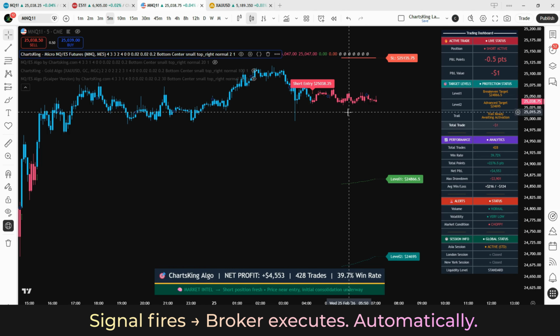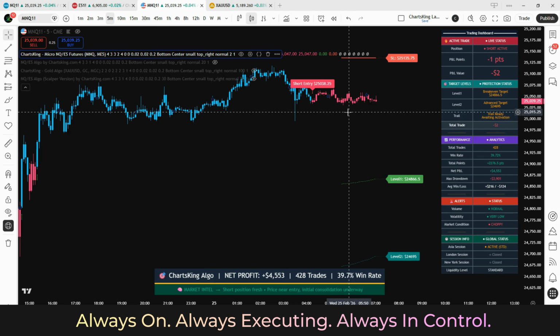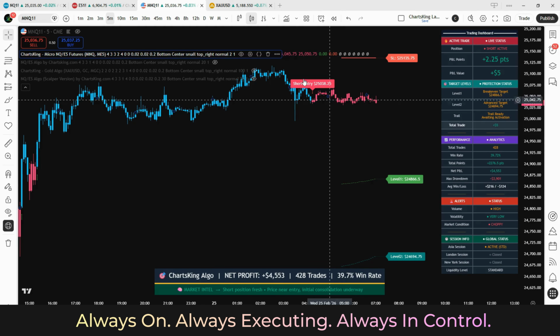So the setup is straightforward. No more missing signals because you stepped away, no more hesitating on entries, no more screen fatigue. And even if you're sleeping, you can make money. ChartsKing Algo is working whether you are at the desk, in a meeting, or asleep. So simple. And look, automation doesn't mean no risk management. You still define your position size, your stop, your targets. The algo handles the execution. You stay in control of the risk.